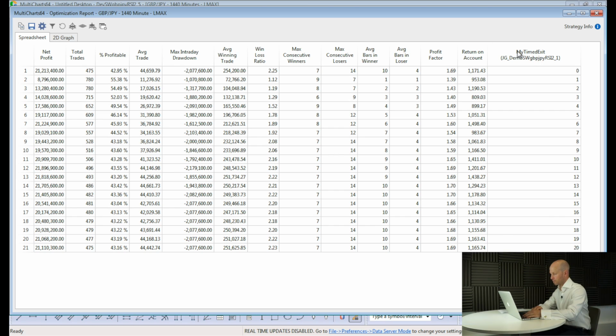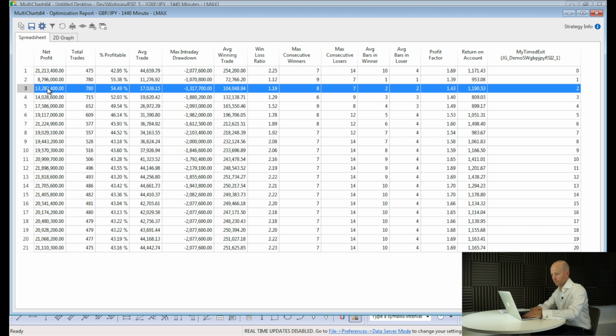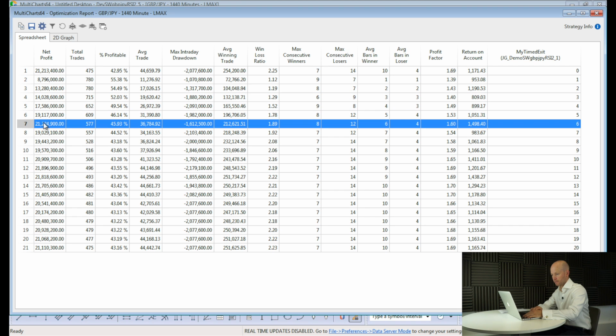And you see that I've optimized the input, my timed exit, from 0 days through to 20. Using 0 doesn't mean that we're getting in and exiting straight away. It just means that we're not using a timed exit whatsoever. And we know that we've already seen results for that, making 21 million. So looking down the net profit, we see that a timed exit of 1 day is pretty low, and it gets better and better until we get to about 6 days. Looks pretty good. Then it drops off slightly.